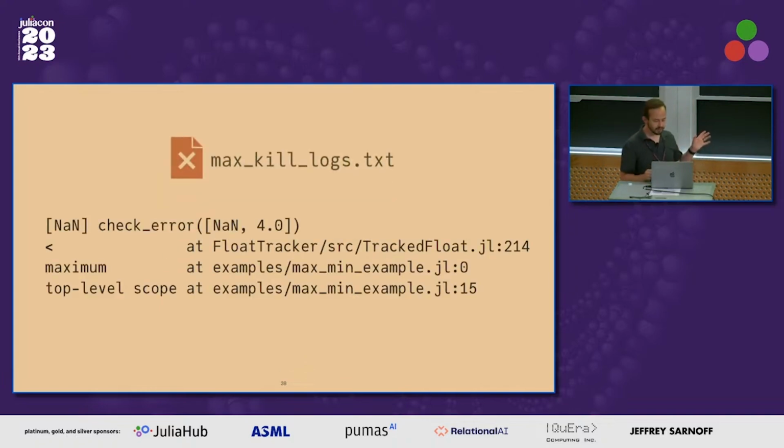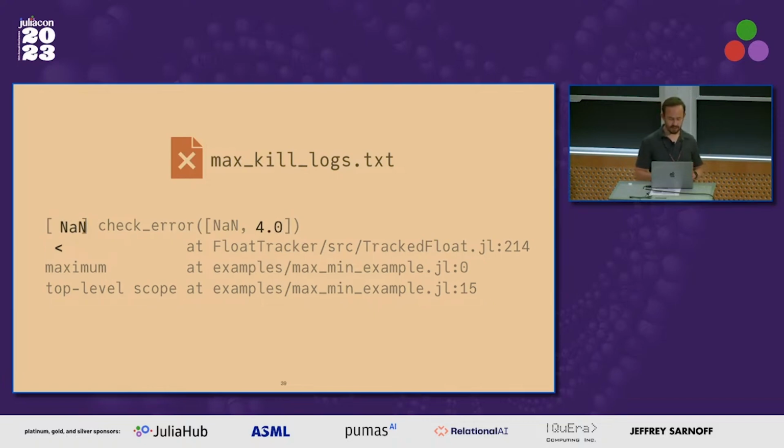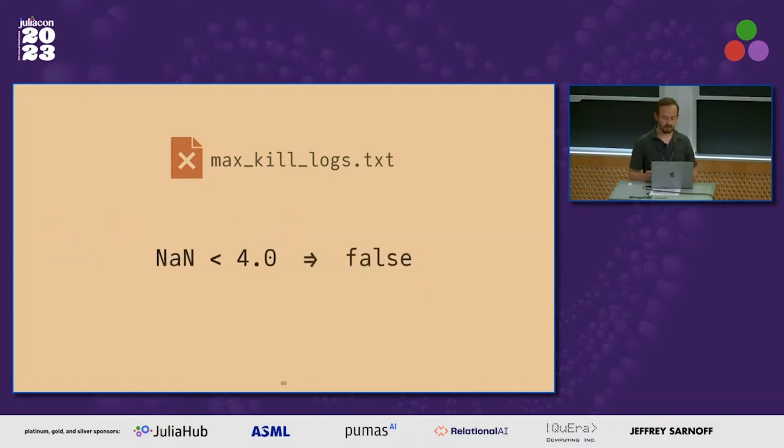The kill logs give us, well, all the logs actually, but they give us a stack trace of where that event happened. And the kill logs give us a stack trace of where a NaN was killed. And it looks like the less than function is the culprit here. And the arguments are NaN and 4. This is a kill, of course, because a NaN goes into the comparison, but it doesn't come out.